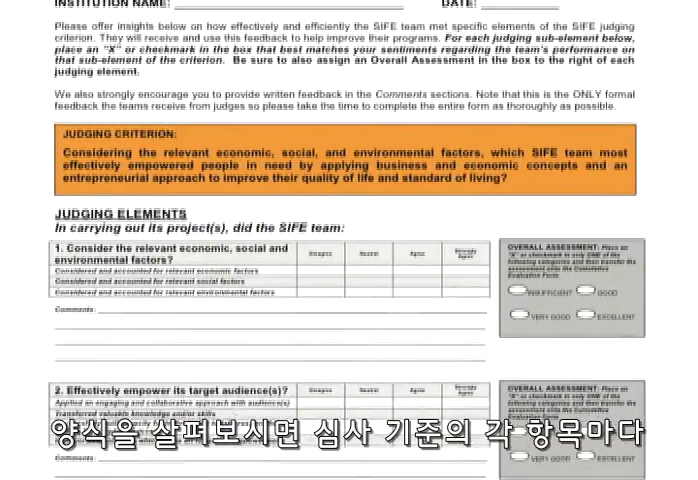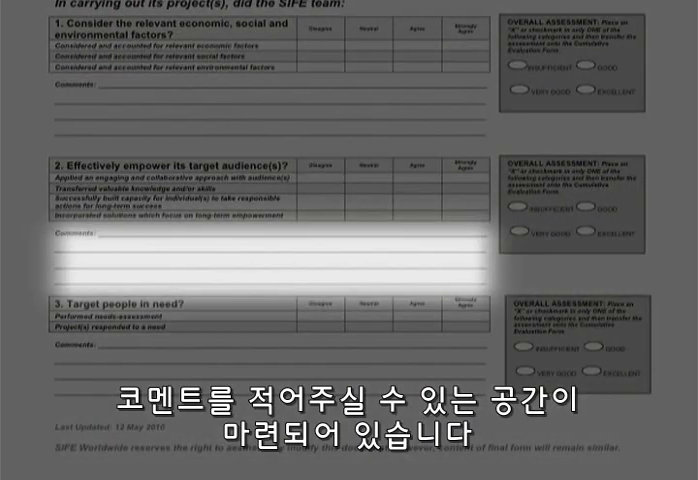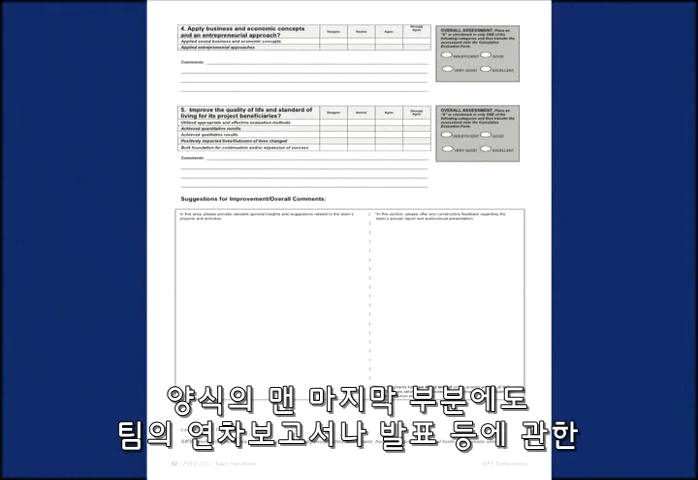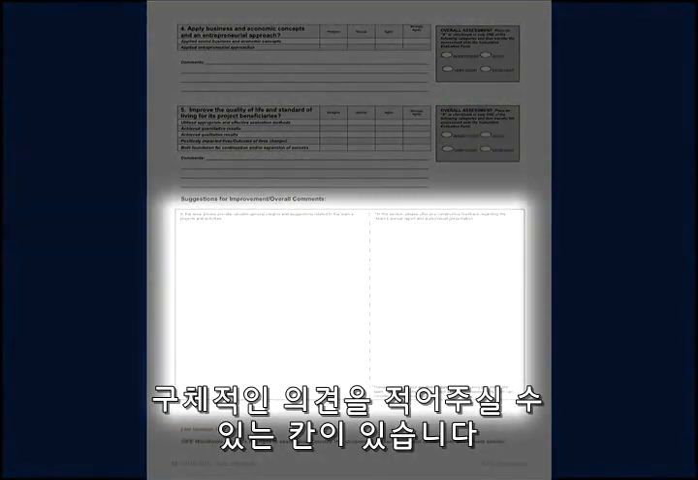As you can see, the form guides you through each element of the criterion in this same manner, providing space for you to record comments as you go. There's also an optional section at the end of the form where you can give the team specific notes about their annual report and/or audiovisual presentation.